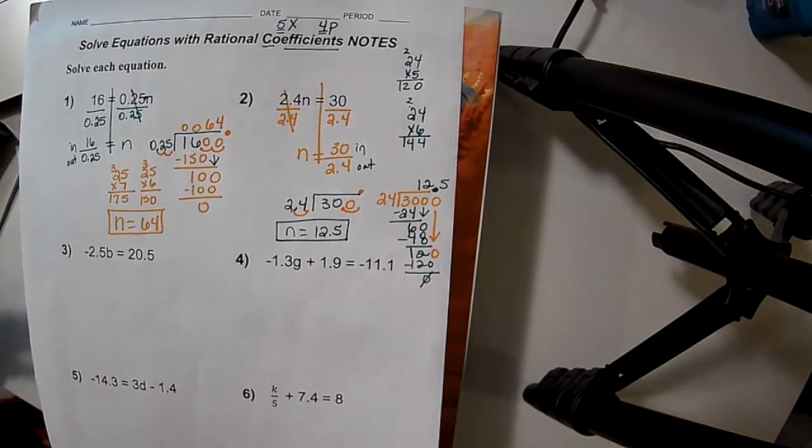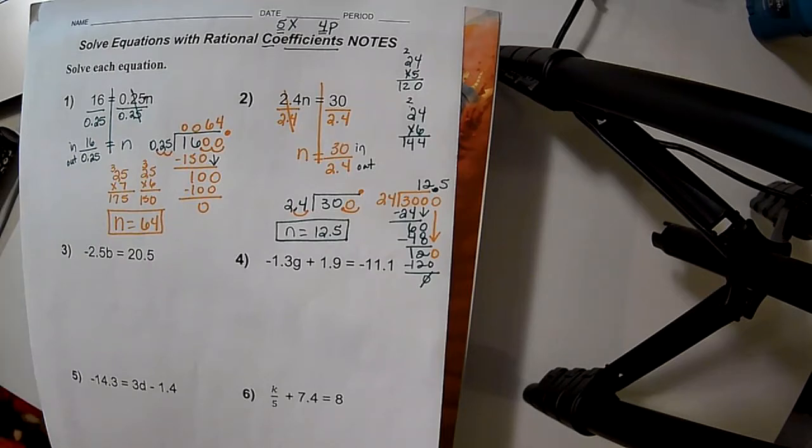So again, I didn't know which number would work. You have to try out different numbers to figure out which one is going to be the best one for you. All right, let's go ahead and take a look at number 4. I have negative 1.3g. That's my coefficient, a negative 1.3, plus 1.9 is equal to negative 11.1.